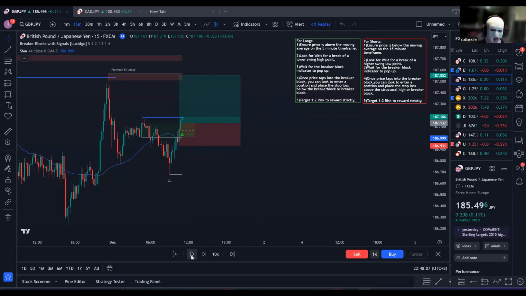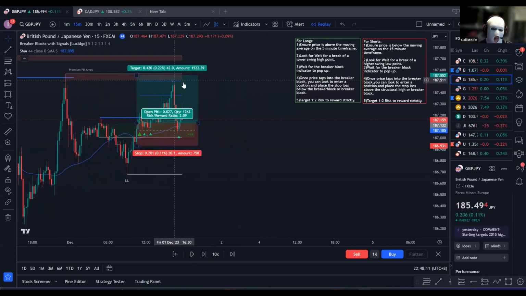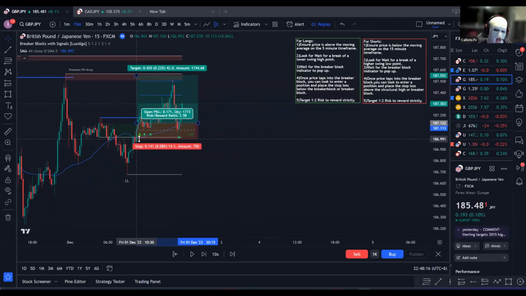Okay, so let's see how it plays out. Okay, go. You can see price almost taps in. So if you had a smaller stop loss just right below the breaker block, you would have hit your 1:2.